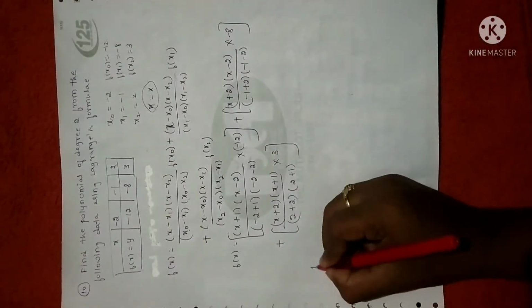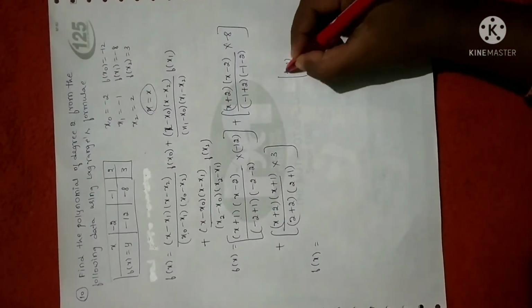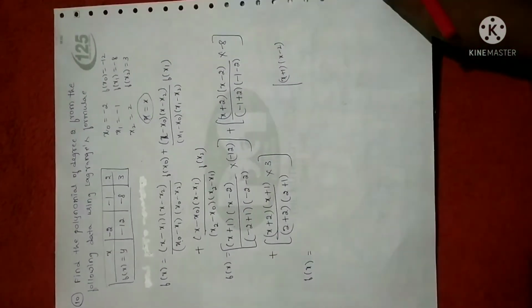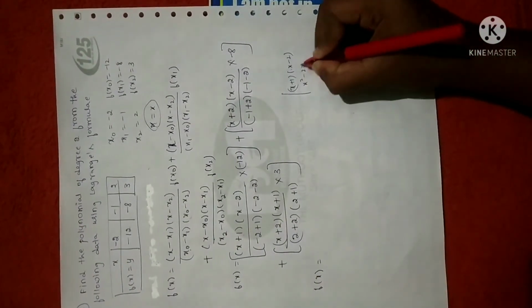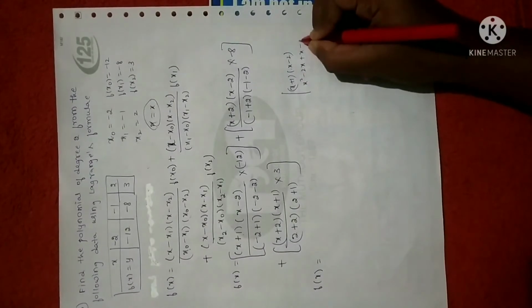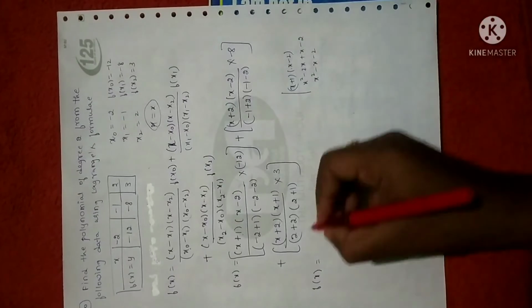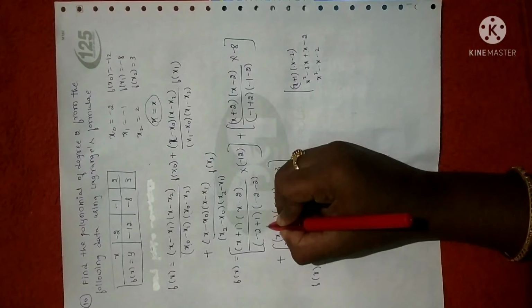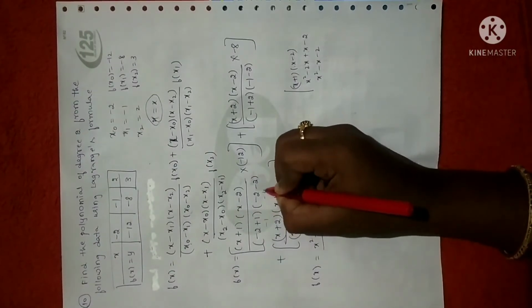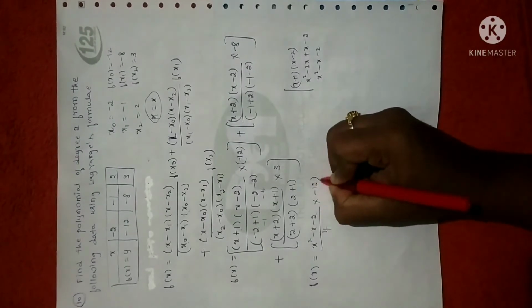Now let me simplify this. So on simplification you will get f of x is equal to, let me multiply these two. See here, x plus 1 into x minus 2. So when you multiply these two terms you will get a quadratic equation, right? So x into x is x square, minus 2x plus x, plus into minus is minus 2. So x square minus 2x plus x is minus x, minus 2. So x square minus x minus 2 divided by minus 2 plus 1 is minus 1, minus 2 minus 2 is minus 4. So minus into minus is plus, 1 into 4 is 4, into minus 12.